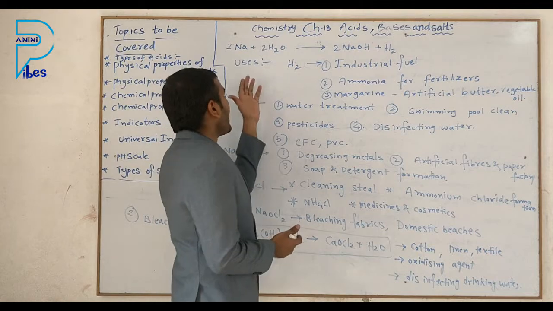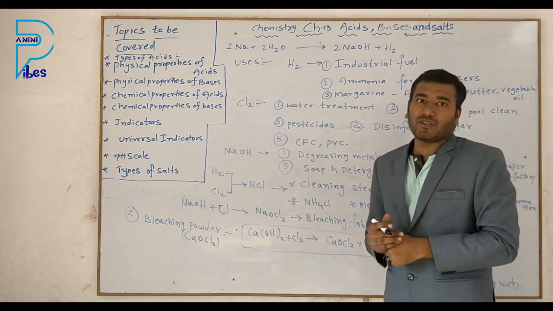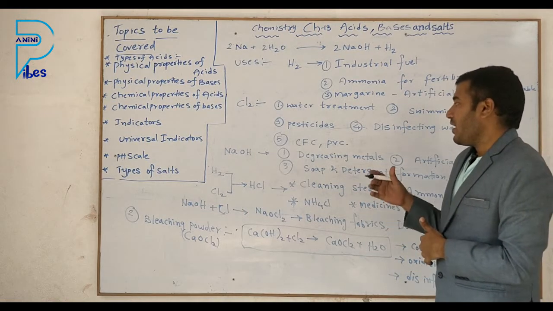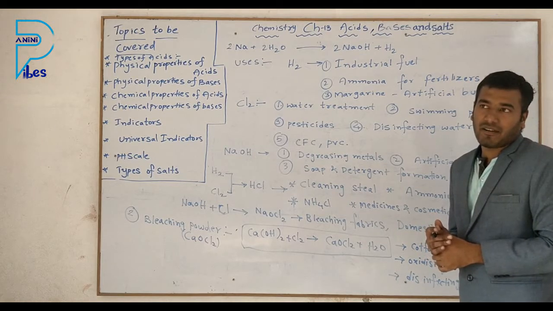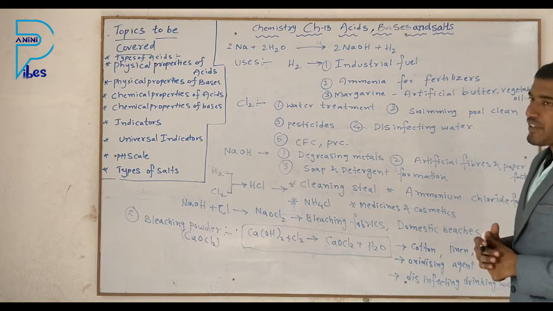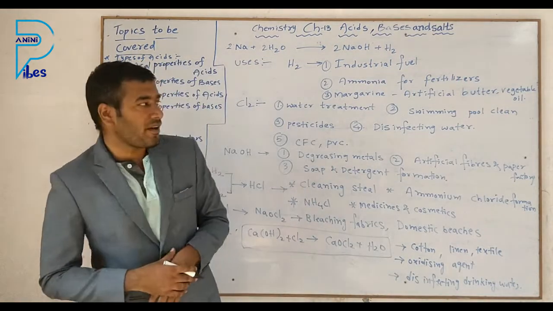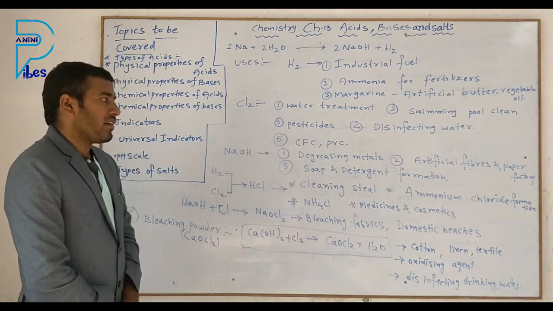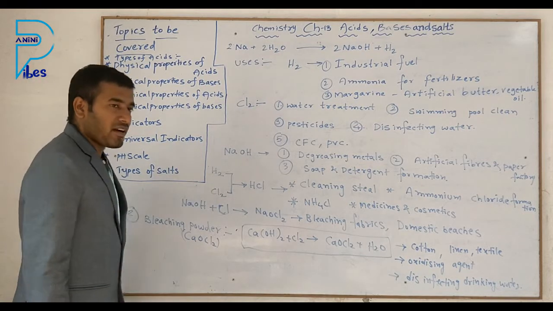Next, the sodium hydroxide we get in the electrolysis process, a base, is used in degreasing metals. It is also used in artificial fibers and the paper industry, and in soap and detergent formation.